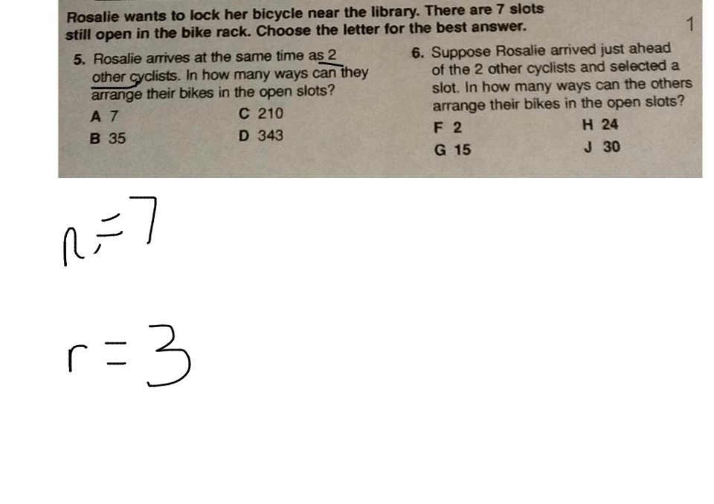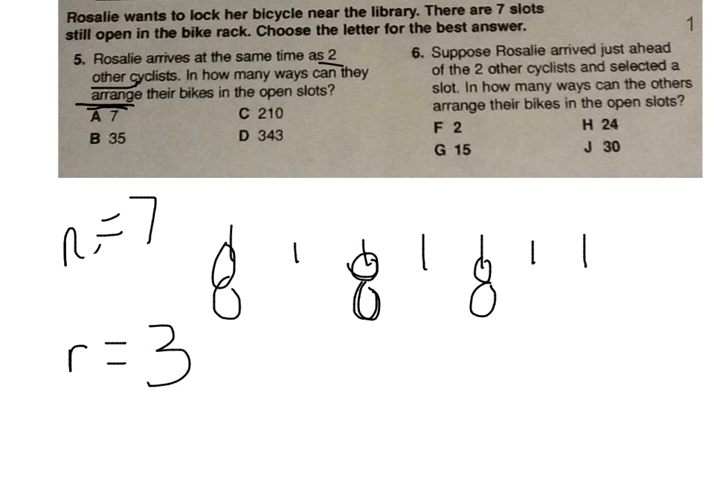All right. So now we just have to decide if it's a combination or a permutation. It says, in how many ways can they arrange their bikes in open slots? Well, when it talks about an arrangement, that's oftentimes going to be a permutation. If these are our 7 slots and I put my bike here, and there's another bike here, these are bikes, sorry, I know they look like 8, it's a different arrangement than if we moved them around. So, we can assume that it is a permutation.